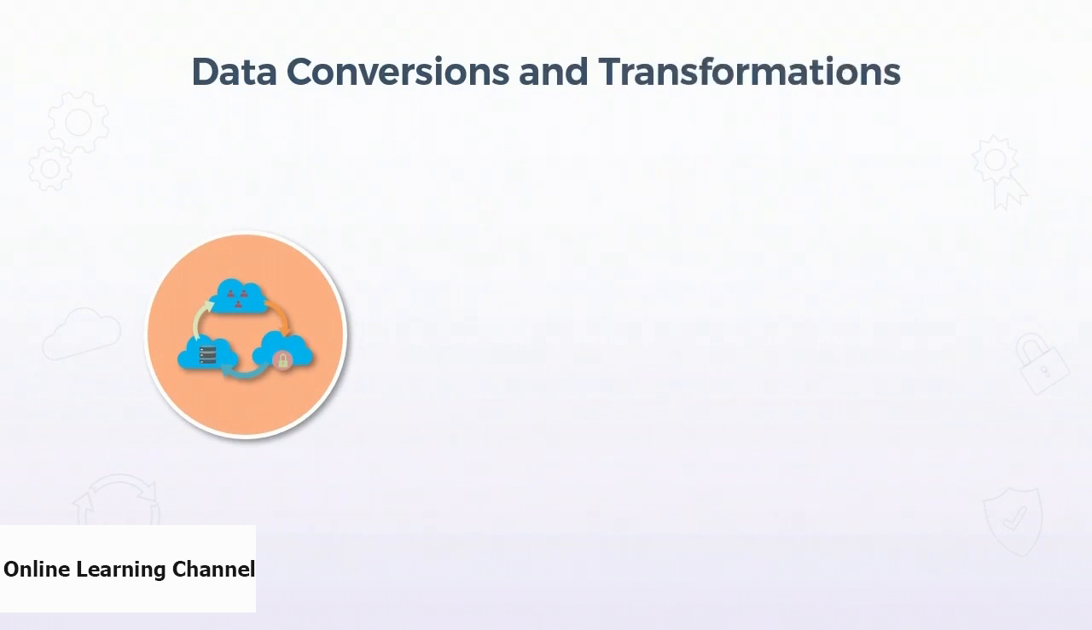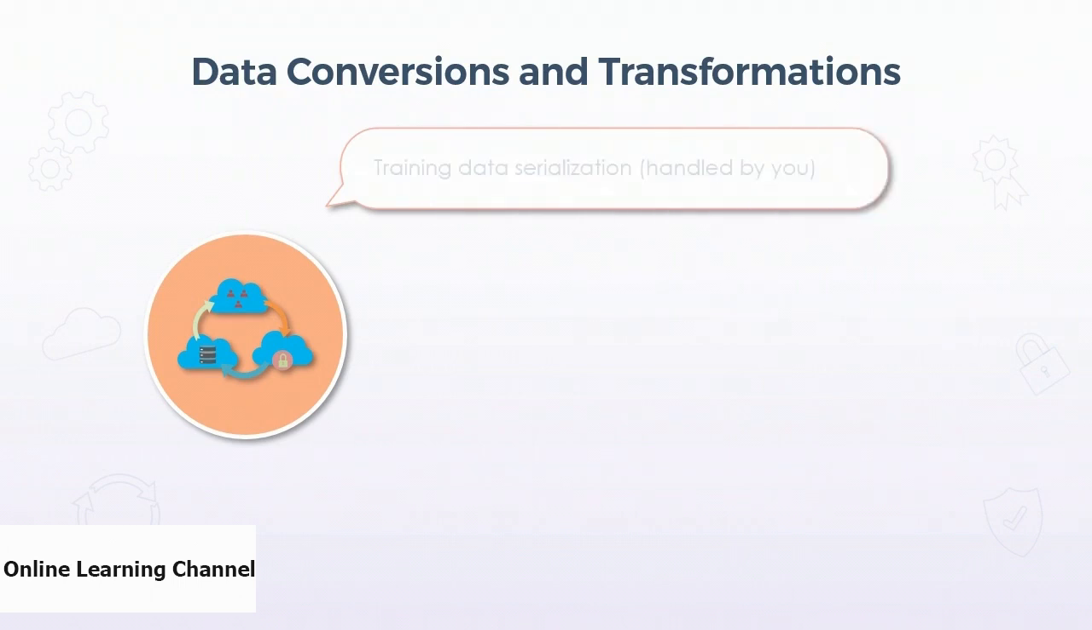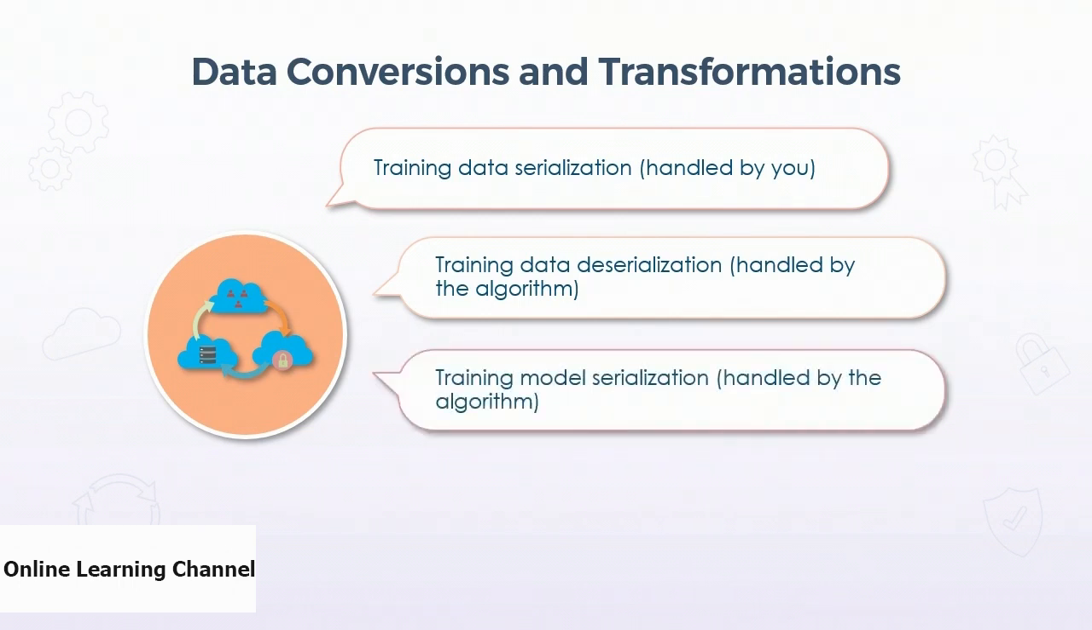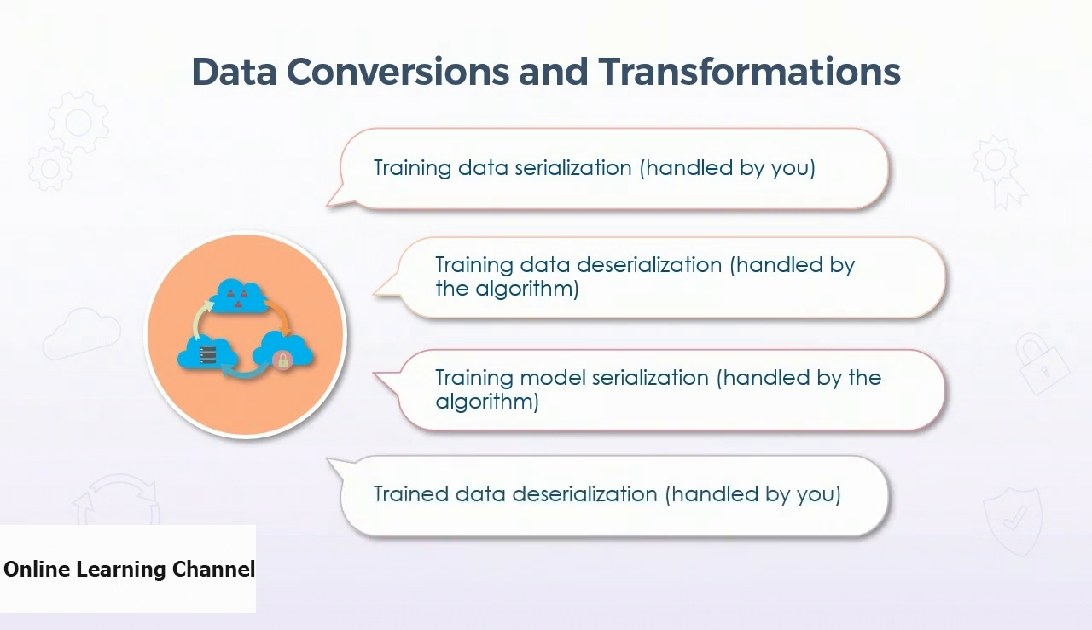For the purpose of training, the data needs to go through a series of conversions and transformations, including training data serialization, which should be handled by you, training data deserialization, handled by the algorithm, training model serialization, handled by the algorithm, and finally trained model deserialization, which should be handled by you. In the training part of the algorithm, make sure to upload all data at once when using Amazon SageMaker. If additional data is added to the location, a new training call would need to be made to construct a brand new model.